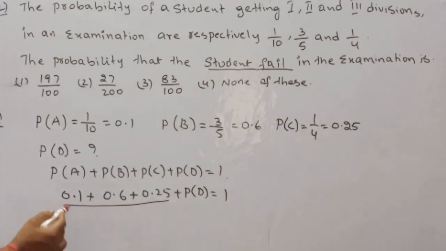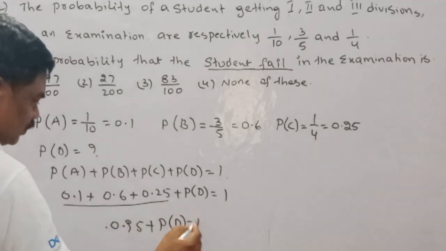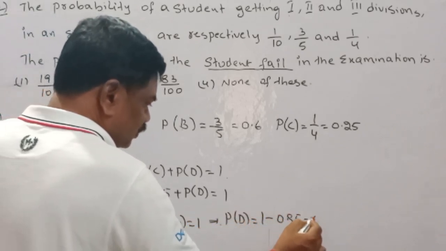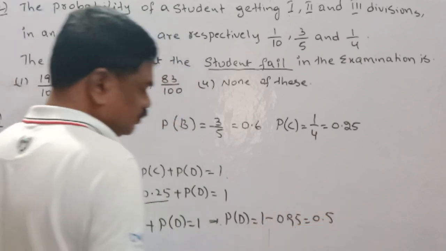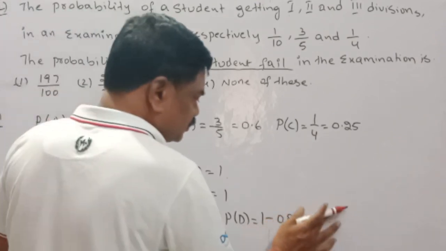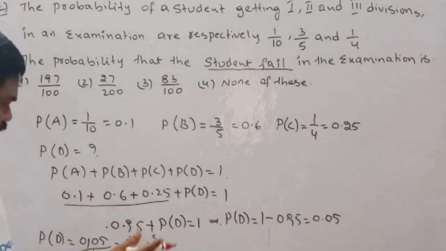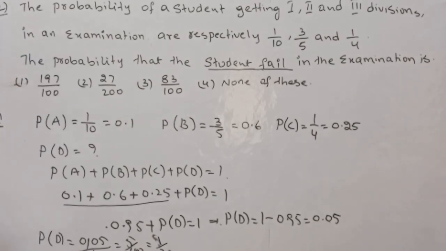So what is the value of this? The sum is 0.95, so 0.95 plus P of D is equal to 1. P of D is equal to 1 minus 0.95, which is 0.05. Then the probability of D is 5 by 100, which is equal to 1 by 20. Okay, all of you, the probability that the student fails in the examination is 1 by 20.